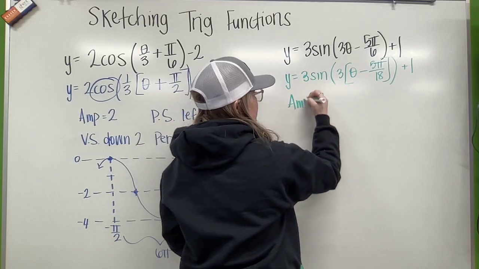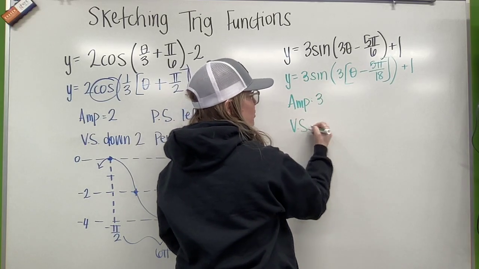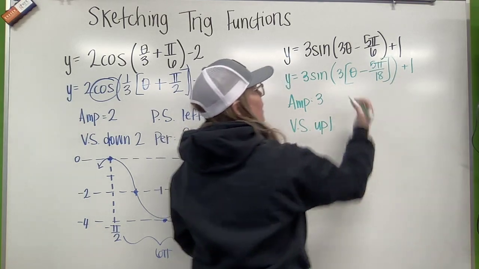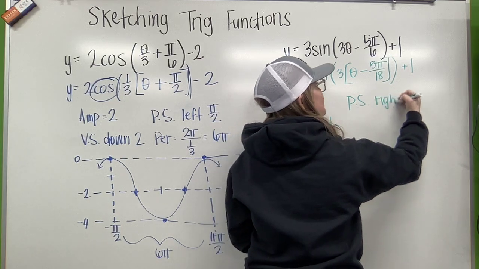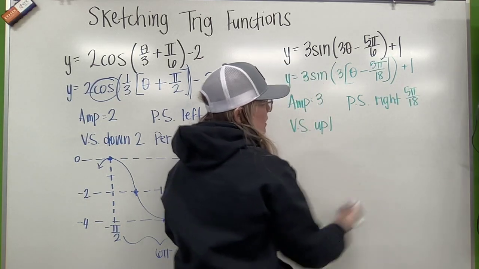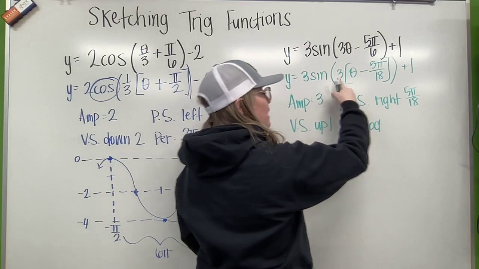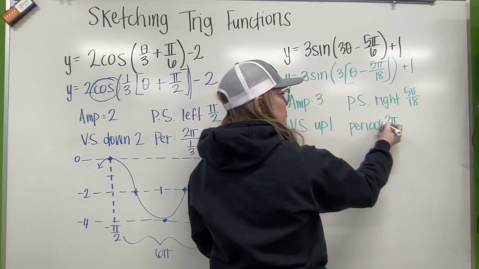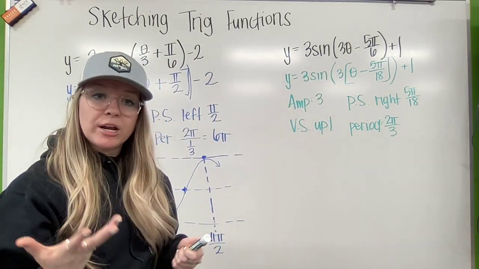I've got my amplitude at 3. I have my vertical shift. I'm going to move up 1. I've got my phase shift. I'm going to move to the right 5 pi over 18. And the period, I'm going to see 3 sine waves in 2 pi. So that gives me a period length of 2 pi over 3. Now I'm ready to sketch.